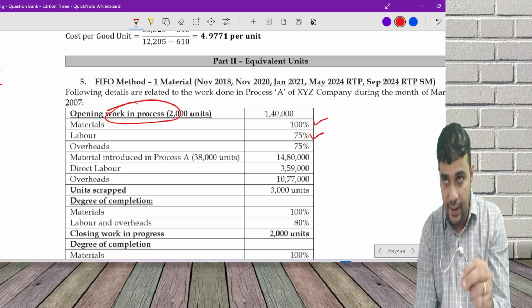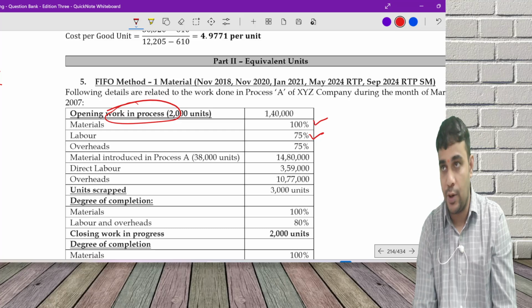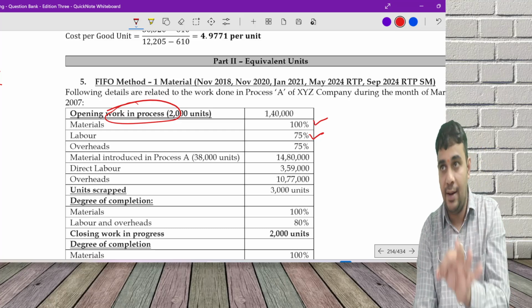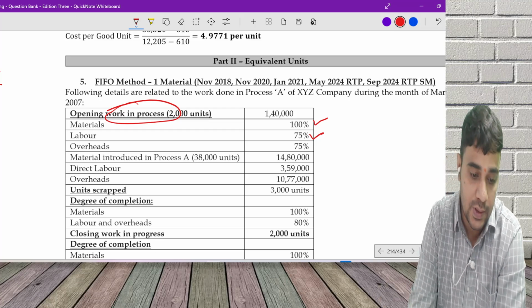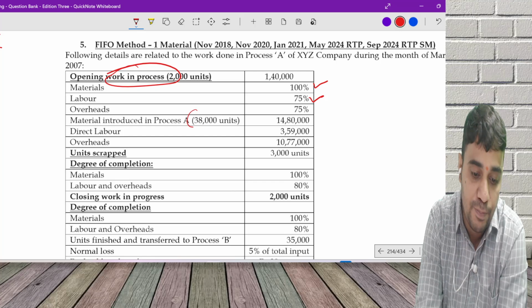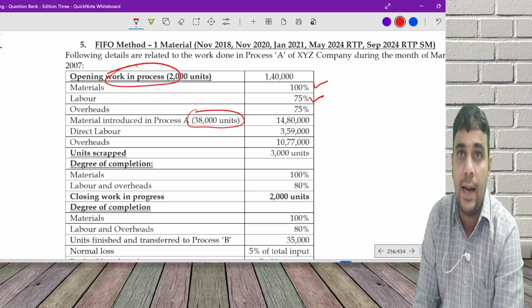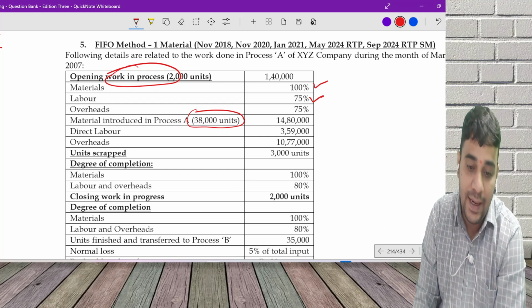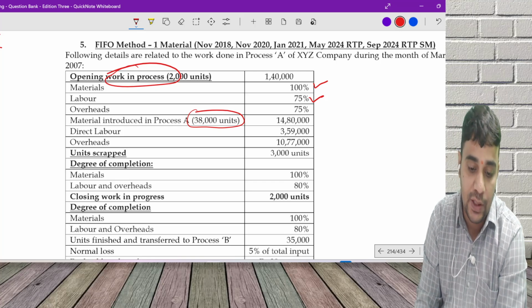If this was 100, 100, 100, it's not a work in process. If this was 100, 99, it is still a work in process. Material introduced in process A, 38,000 units. The cost for that is 14,80,000. Direct labor 359. Overheads 1077.